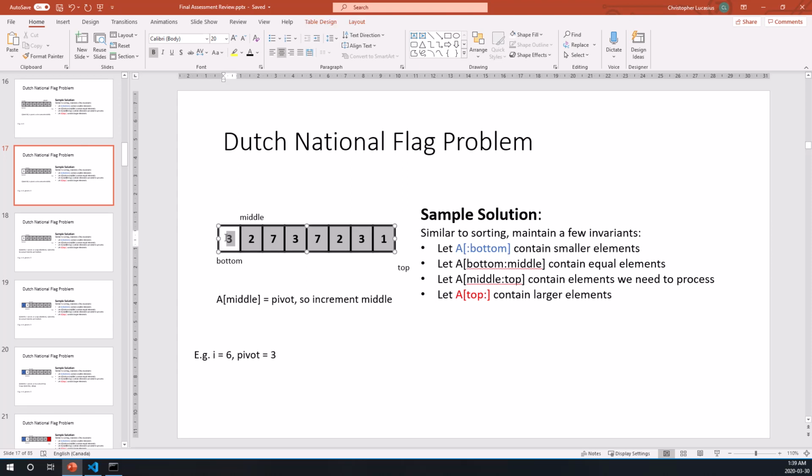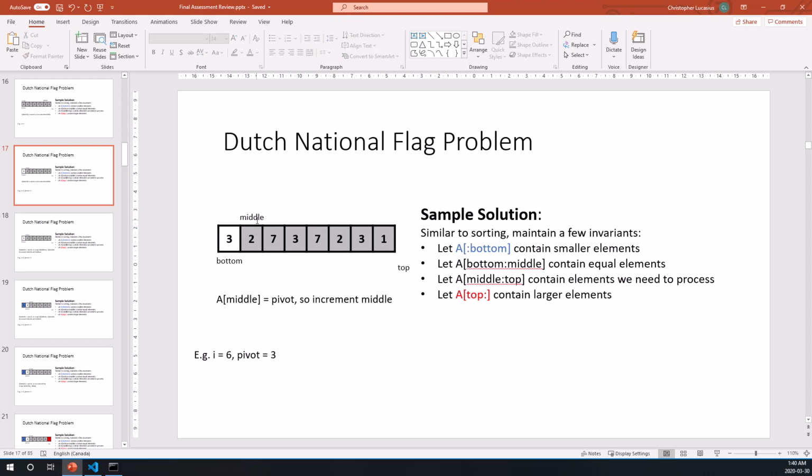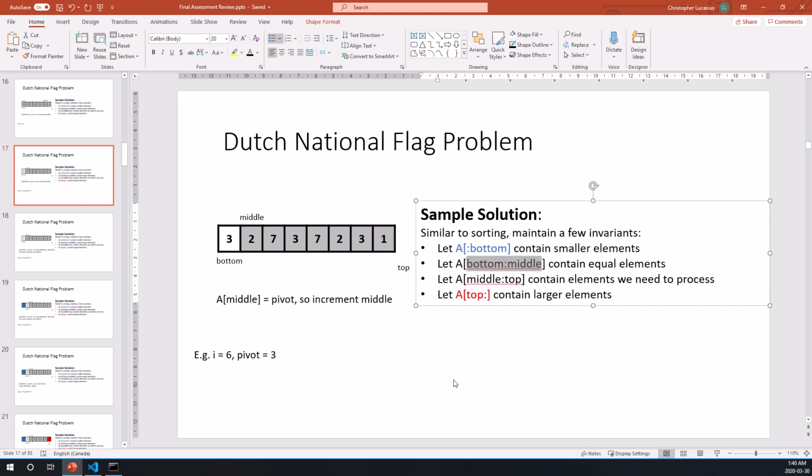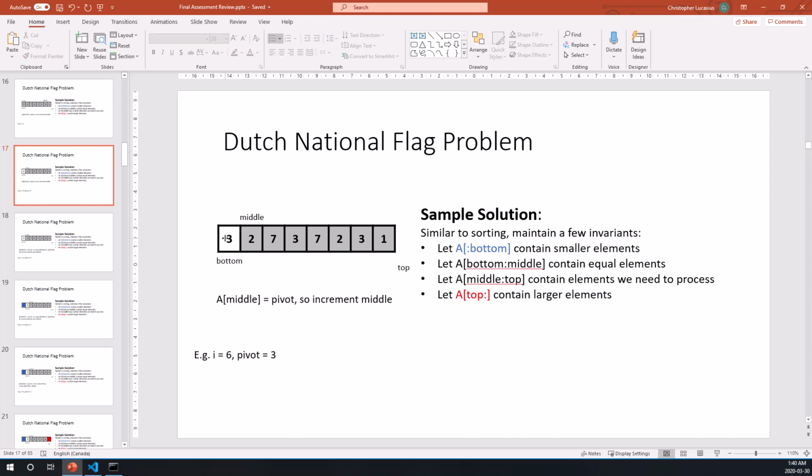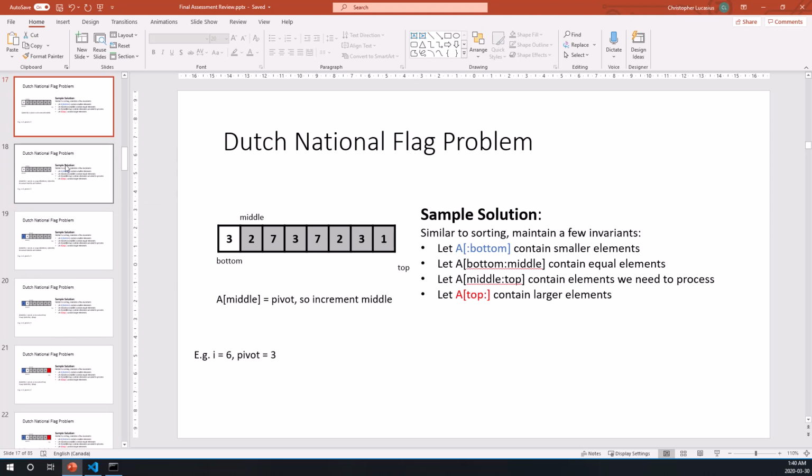And the first element is equal to the pivot. So since they're equal, that just means that I can just increment my middle variable to note that this invariant of A of bottom to middle contains equal elements, right? So bottom to middle minus 1, so just this 3 is indeed equal to the pivot, and it's an equal element.